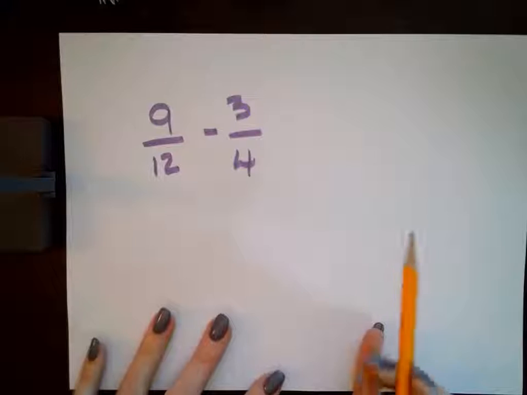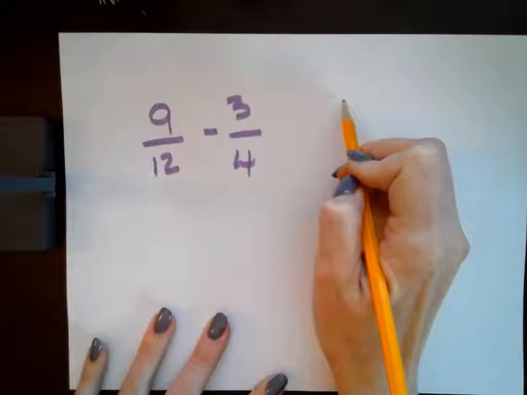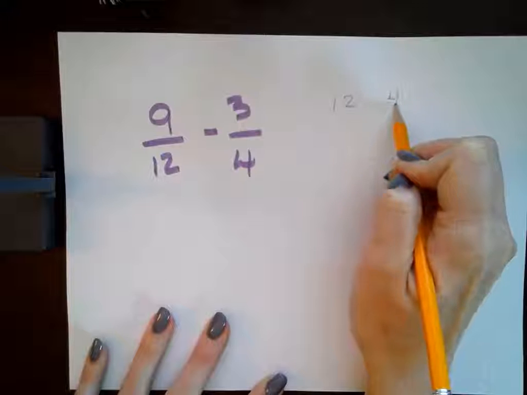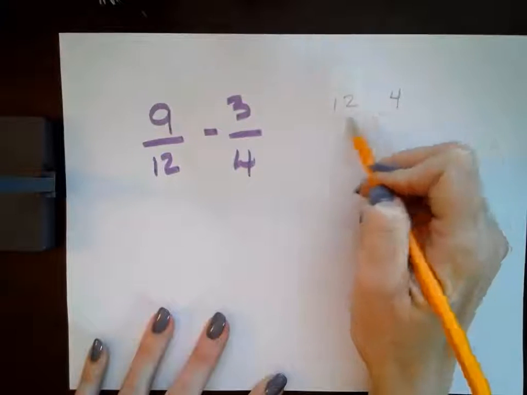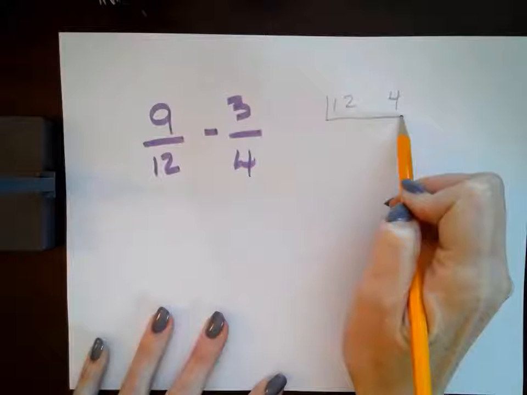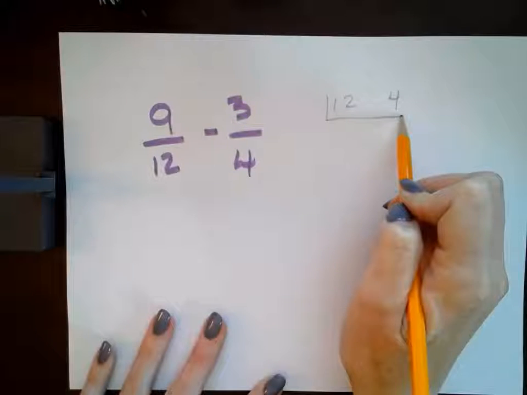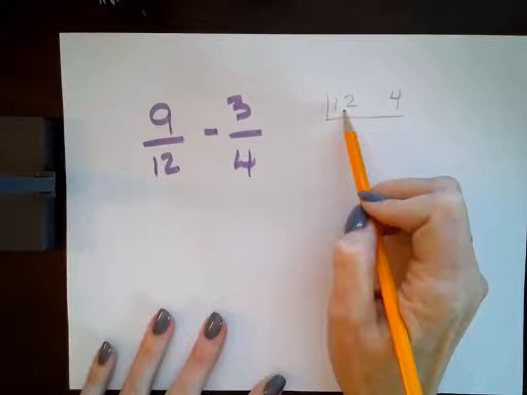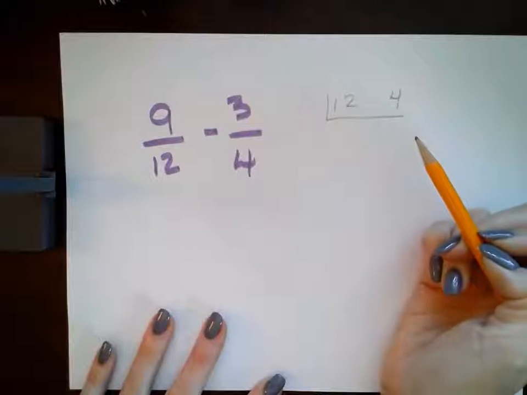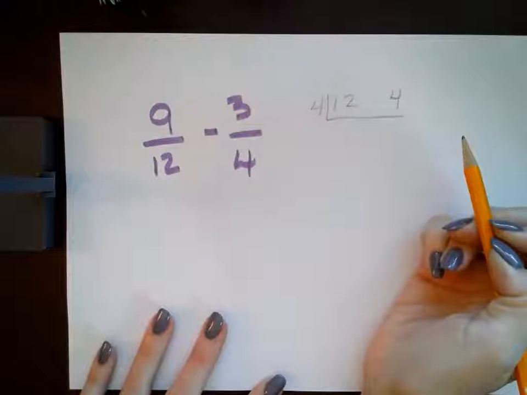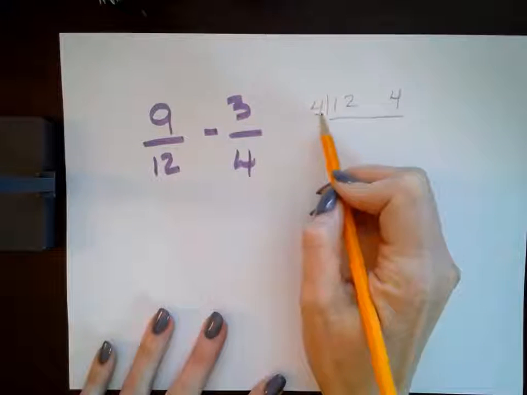I use the cake method to find the lowest common multiple or lowest common denominator. The cake method is: I take the two denominators, 12 and 4, place them next to each other, and draw what looks like an upside down division sign. I ask myself if there are any common factors between 12 and 4, and in fact there are. 4 goes into both 12 and 4.